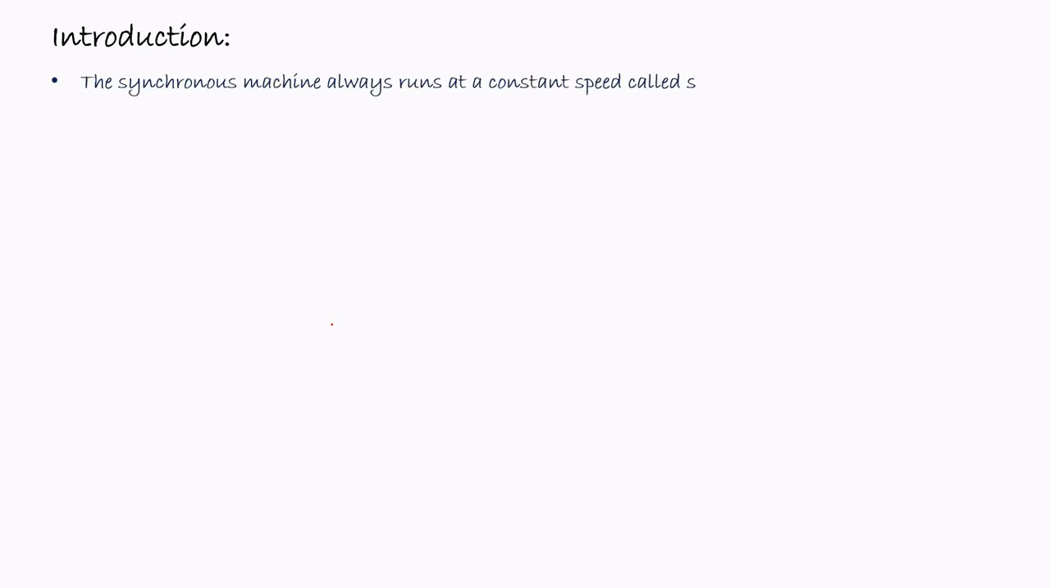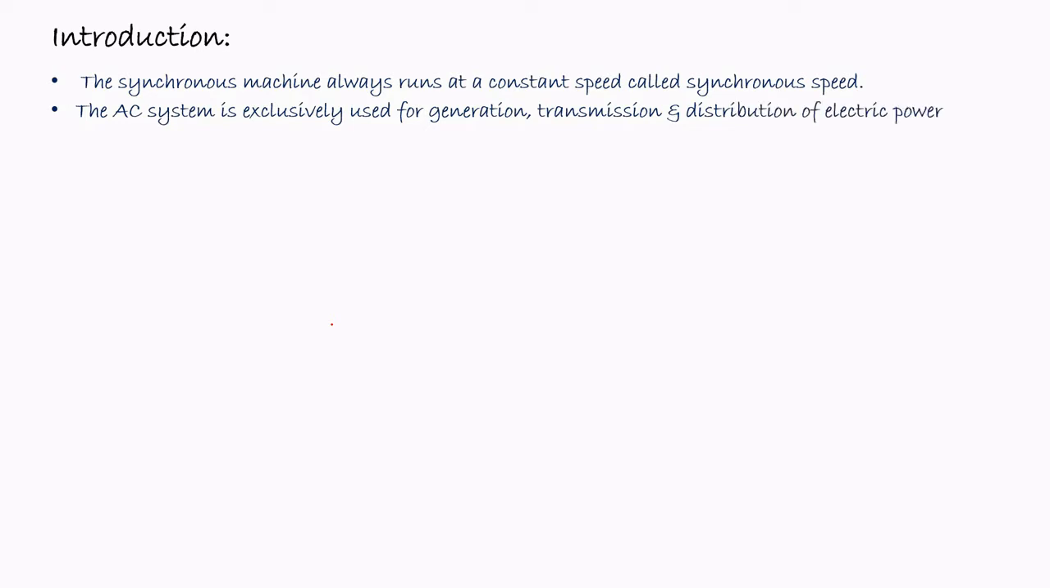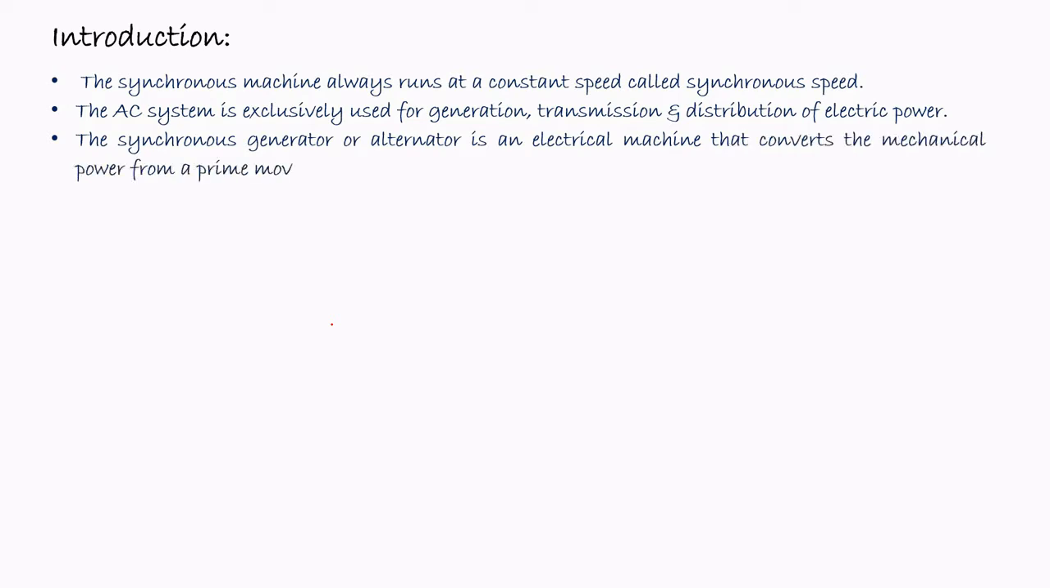The synchronous machine is a machine which always runs at a constant speed. This is called the synchronous speed. That's why the name of this machine is the synchronous machine. The AC system is exclusively used for the generation, transmission, and distribution of electrical power nowadays. And the synchronous generator or the alternator is an electrical machine that converts the mechanical power from a prime mover into AC electrical power at a particular voltage and frequency.